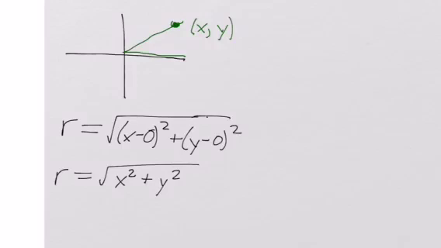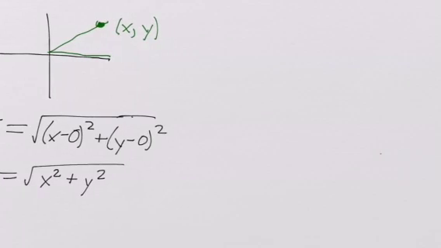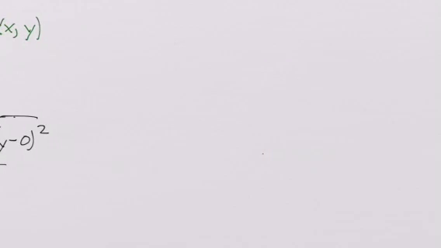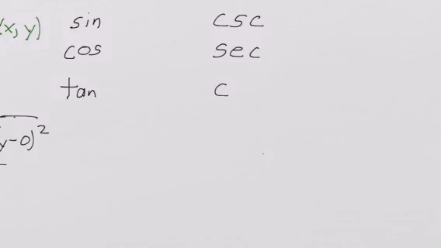So now with that definition in mind, we have 6 trigonometric ratios that we're going to talk about. Sine, cosine, tangent, cosecant, secant, and cotangent.